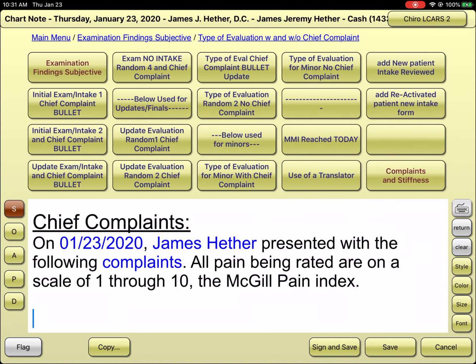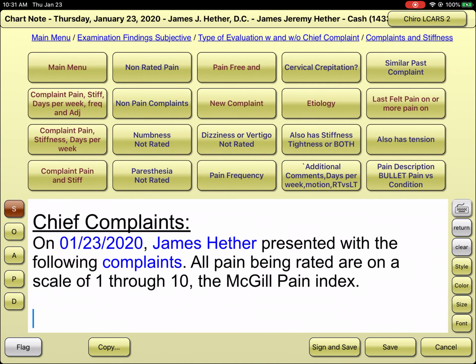Typically on the Hether macro, the next thing you're going to do is in red on the far right. So I hit the far right button for complaints and stiffness, and this opens up various types of complaints and stiffness. Under the main menu button, I can do many details: complaint, pain, stiffness, days per week, frequency, and adjectives. If I don't want to be that detailed, the one below that is just pains, complaints, stiffness, and days per week. And below that is just pain and stiffness.